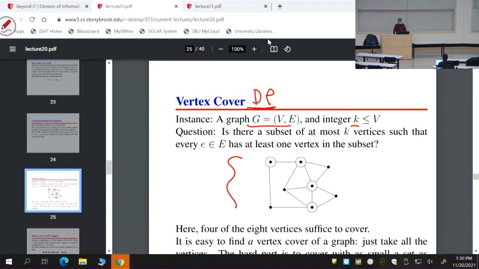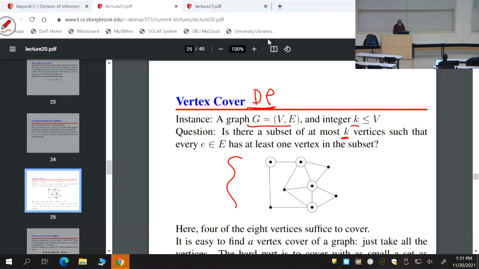Okay, how do you find a set cover of a graph? Yeah? Take all the vertices, right? Finding it, so that's not a big accomplishment. Finding a small set cover is where it's going to be difficult, right? And the decision problem says, is there a subset with at most k vertices such that every edge is covered? Any questions about what the vertex cover problem is?